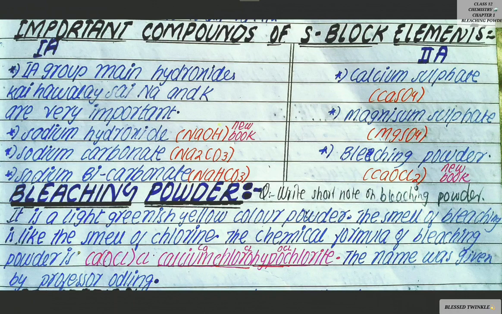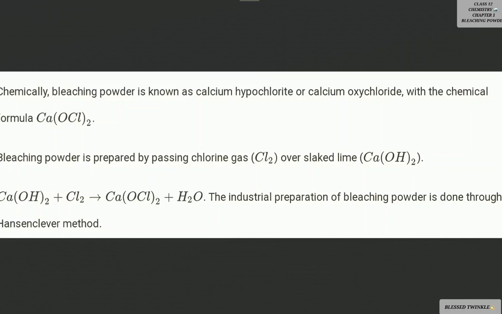The chemical formula of bleaching powder is CaOCl2, which means calcium chlorohypochlorite. The name was given by Professor Ortling. Okay, this was just a basic introduction to bleaching powder. Chemically, bleaching powder is known as calcium hypochlorite or calcium oxychloride. There are other names for bleaching powder, with the chemical formula CaOCl2.